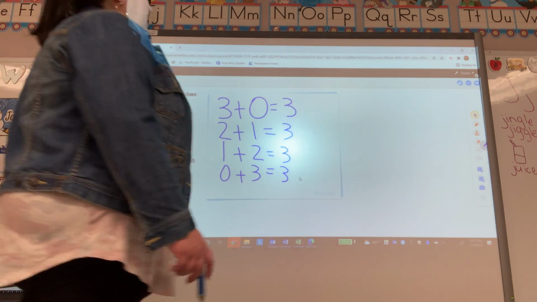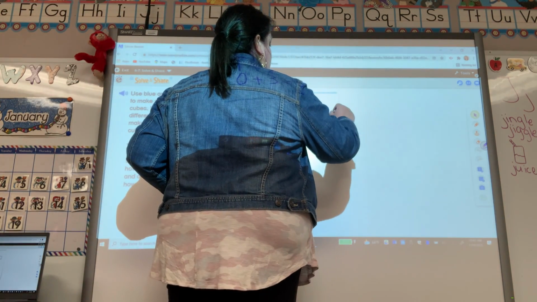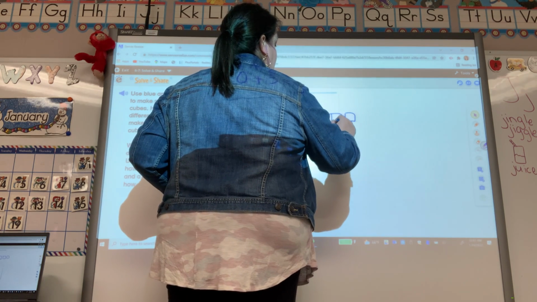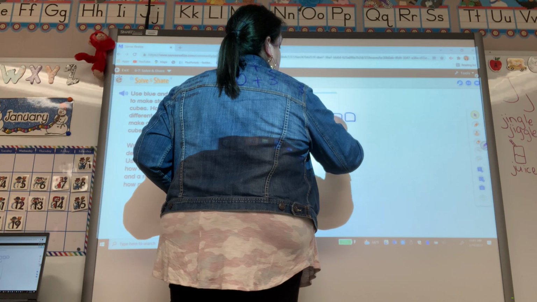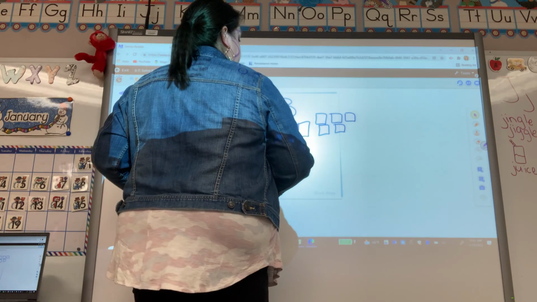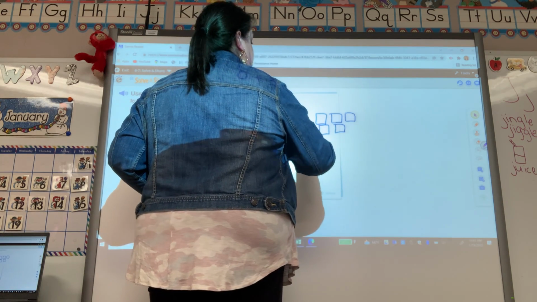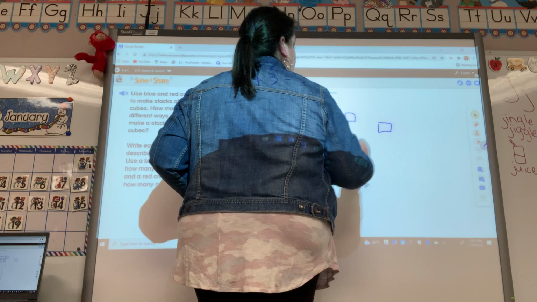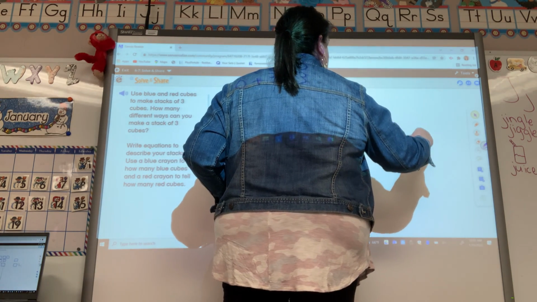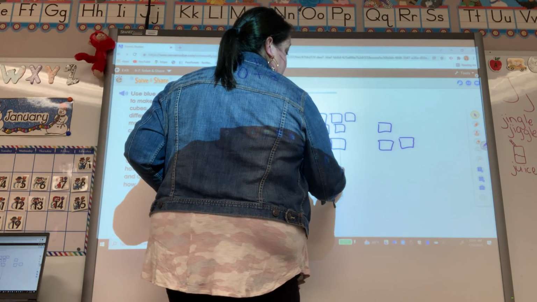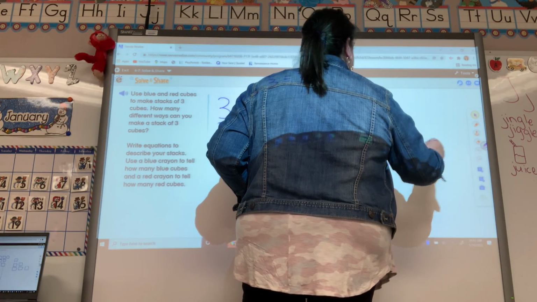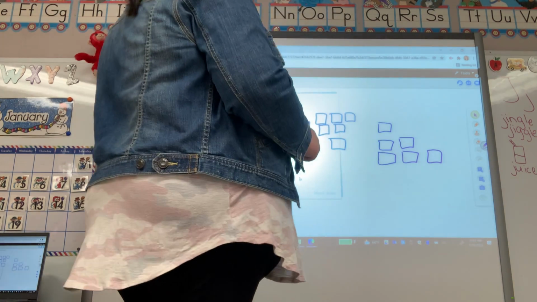If I were to draw these cubes, and then 0, okay? And then I would draw, sorry, I should have done that over here, I'm sorry. And then I would draw 1, and then 2, and then I would draw nothing right here, because this would be 0 plus 3. Sorry about the one that I messed up, guys. Okay?